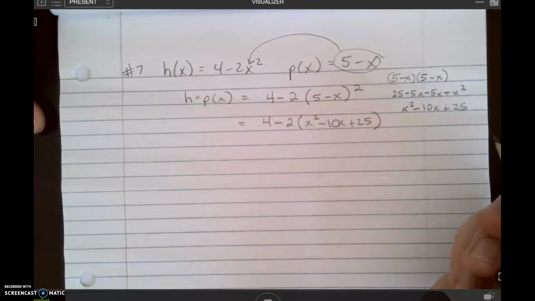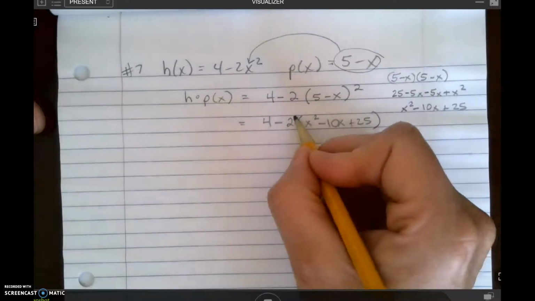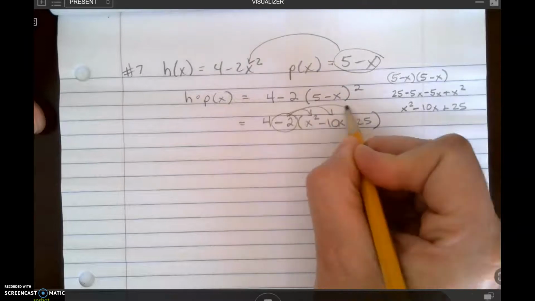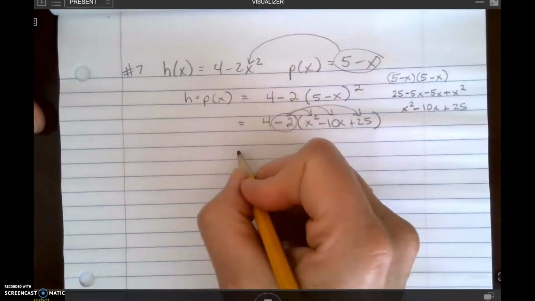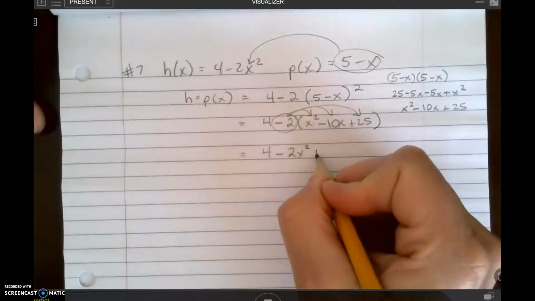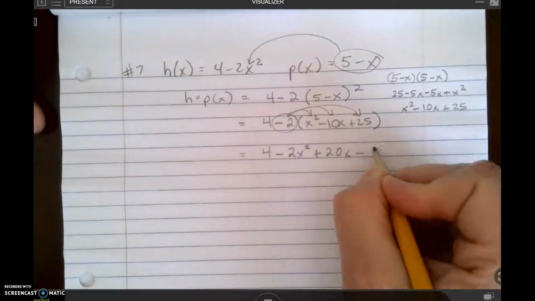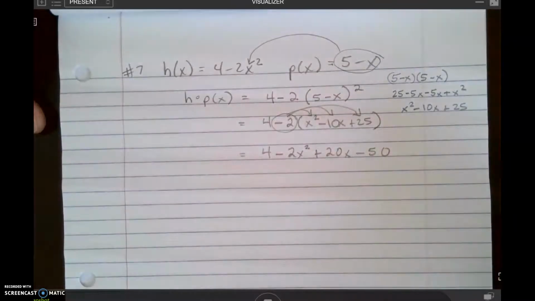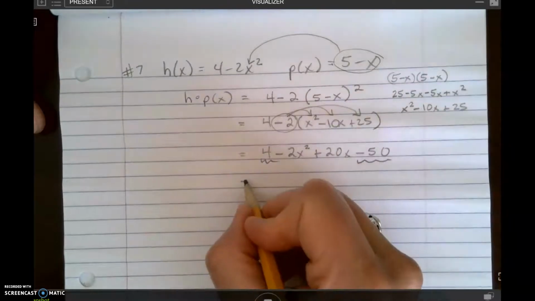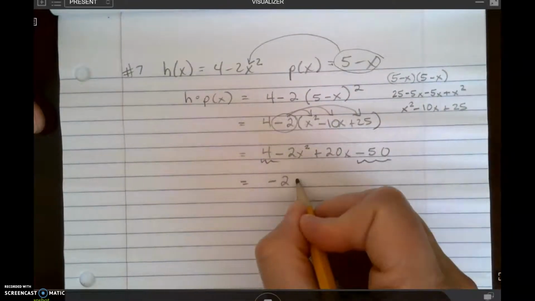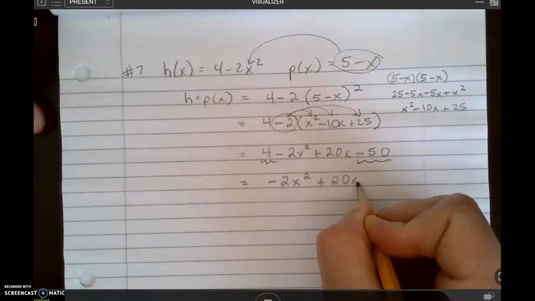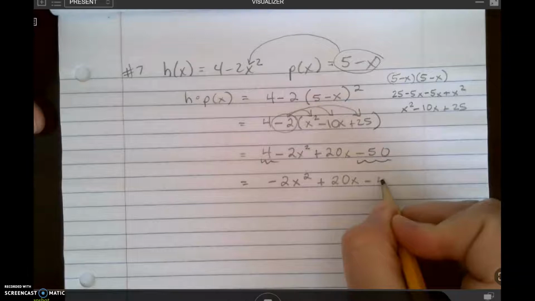Now when I go to distribute, I have to remember to distribute the negative 2, not just 2, but negative 2. So I get 4 minus 2x squared plus 20x minus 50. And the 4 and the negative 50 are my like terms. So my final answer is negative 2x squared plus 20x minus 46.